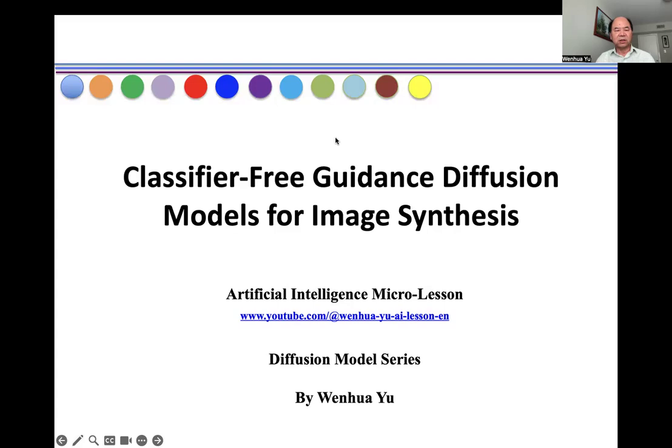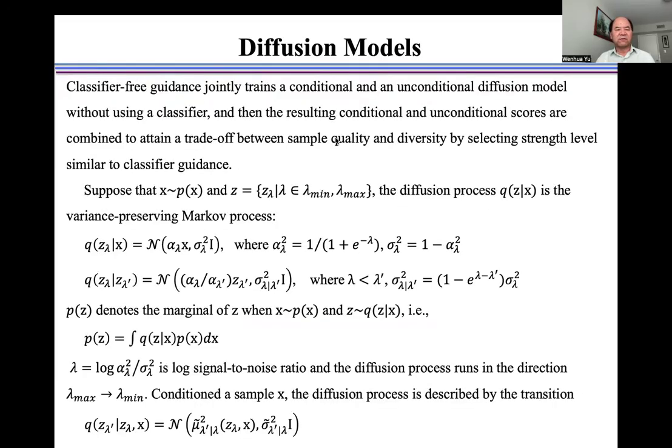In this video, I introduce classifier-free guidance diffusion models for image synthesis. Classifier-free guidance jointly trains a conditional and unconditional diffusion model without using a classifier. And then the resulting conditional and unconditional scores are combined to obtain a trade-off between sample quality and diversity by selecting a strength level, similar to classifier guidance.